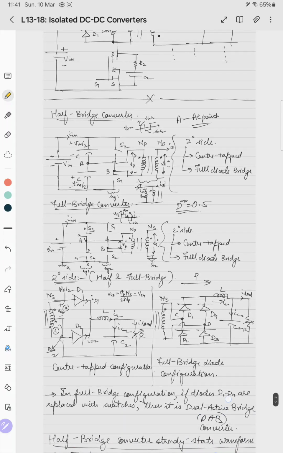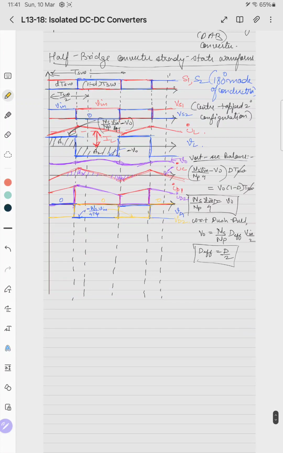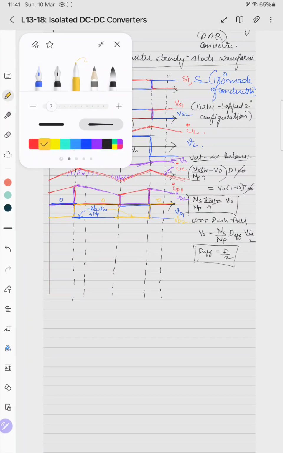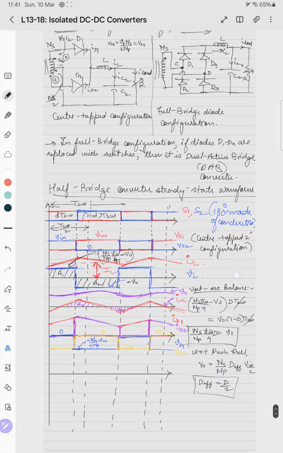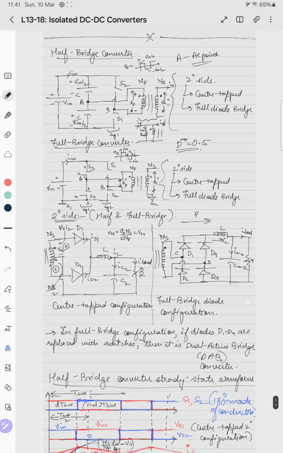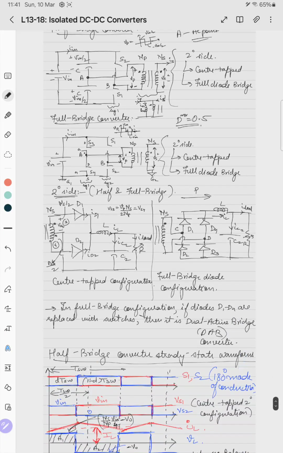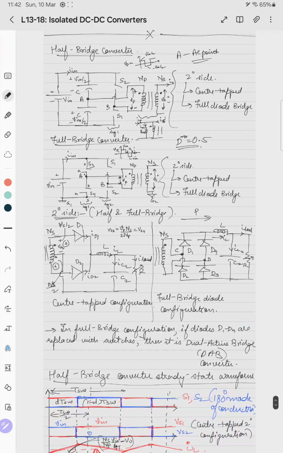Then switches are remaining from the primary side. When switch S1 is on, the current through it is I primary. Now we have to represent this current I in. So basically I in is this. I in we don't know. We have to represent this current in terms of the magnetizing branch.